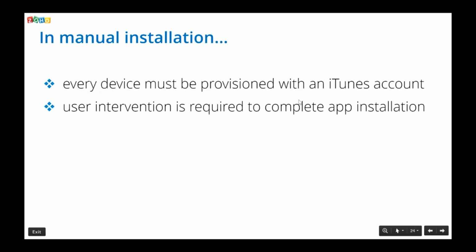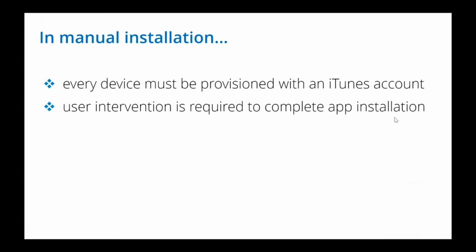So the method that we just took a look at is called manual installation of apps. A few conditions need to be met for this method. The first is that every device should be provisioned with a valid iTunes account. And also, a bit of user intervention is needed to finish your app installation process. However, this might not be feasible in every organization. Let's say you are not able to provision each device with an iTunes account, or simply the fact that you do not want your users to intervene while you are installing an app.